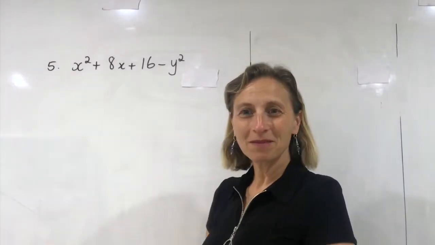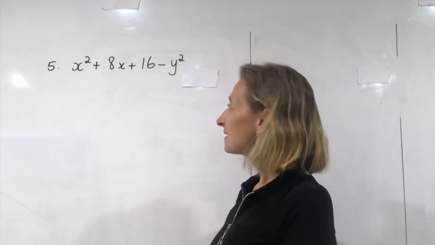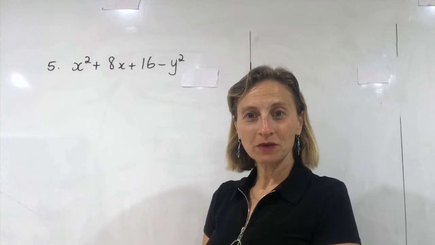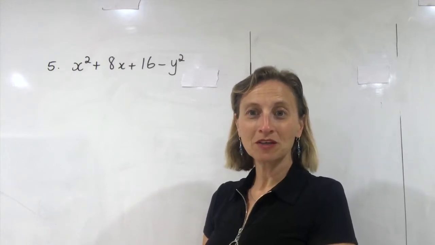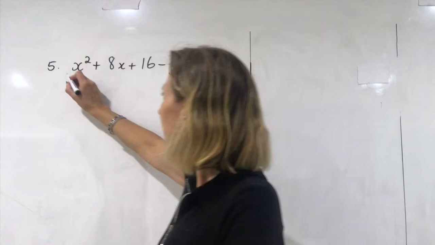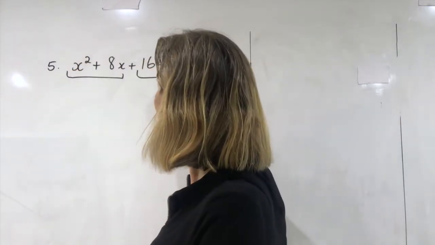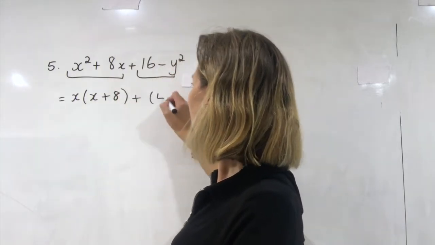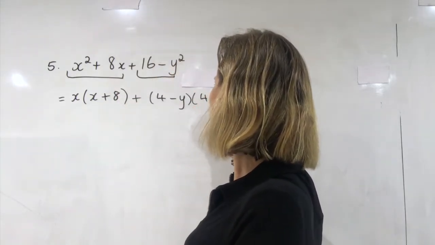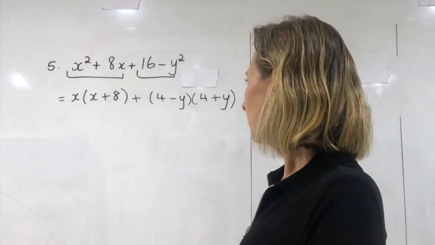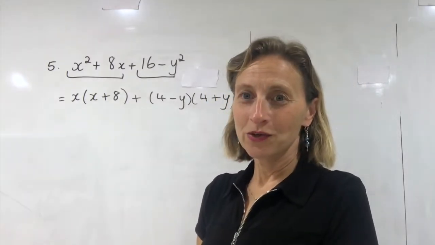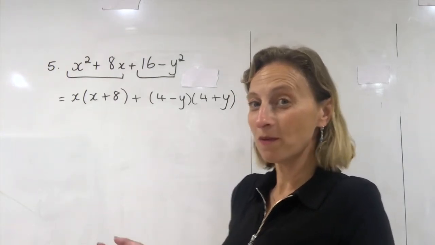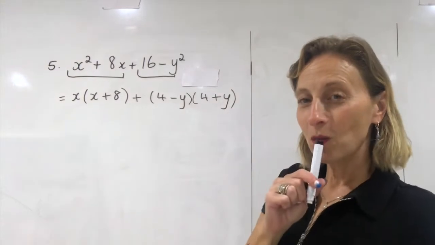All right, here's another one, number 5. X squared plus 8x plus 16 minus y squared. No common factors. There are 4 terms. Naturally, we would think to do it in pairs. Let's give it a go. First 2 and last 2. X outside of x plus 8, plus 4 minus y, 4 plus y. Hopefully, you're thinking to yourself, this isn't right because there's no common factor. Oh no, what have I done wrong?